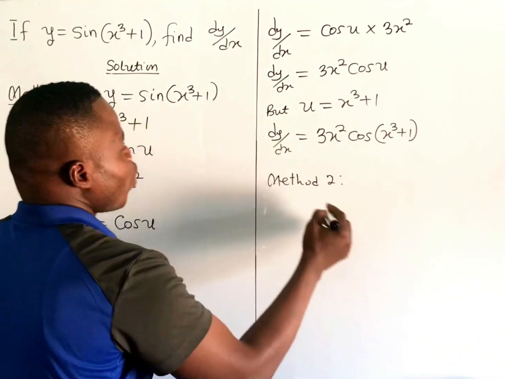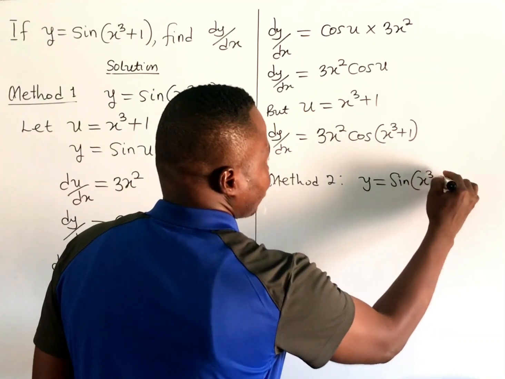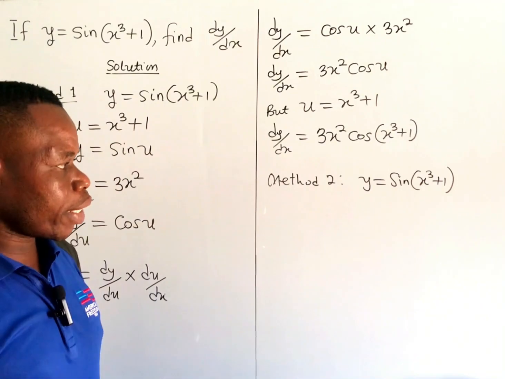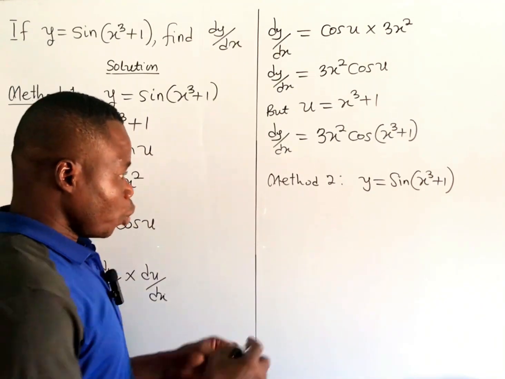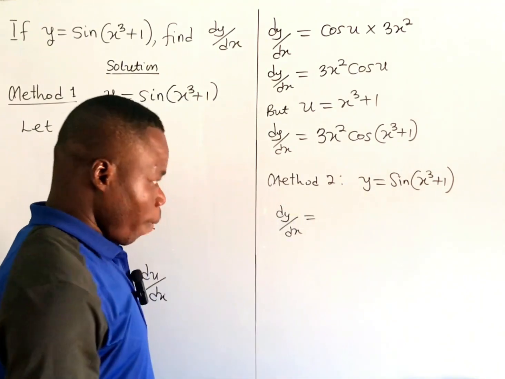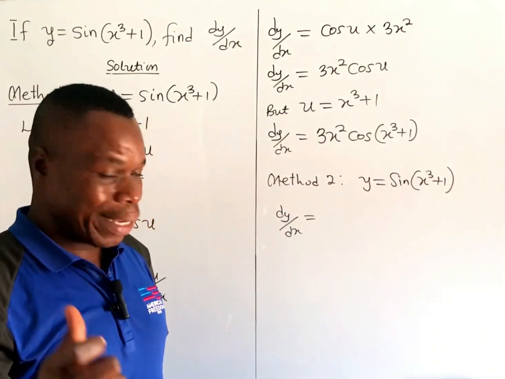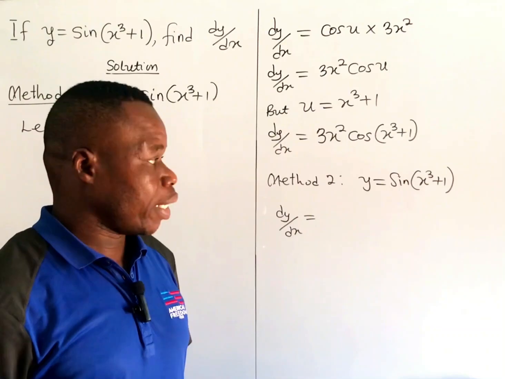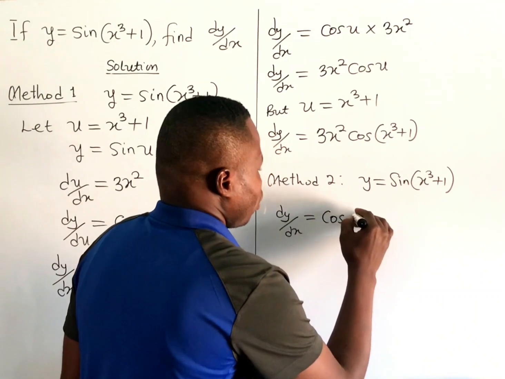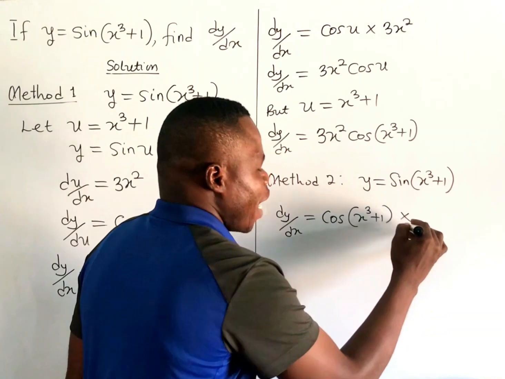Method 2. The equation is y is equal to sine of x cubed plus 1. And in method 2, you don't need to do so much work. And look at the trick, what you are going to do. You write your dy dx, which is equal to, you look at the sign here. What is there? The sine. Then you differentiate that sine. Then you get what? Cos. So I'll get cos, open brackets, and write what is there? x cubed plus 1, times.